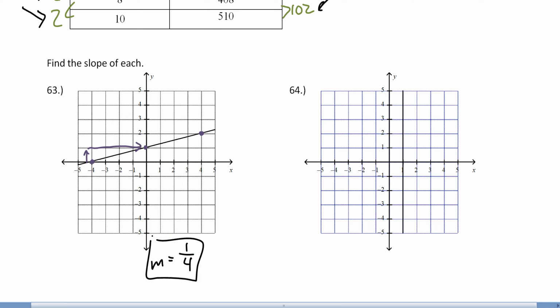Okay. The next one, I don't know if you can see my line here. It's a little tough to see. It's right here. It's this vertical line. And remember, vertical and horizontal lines are special. A horizontal line would have a slope of 0. A vertical line, the slope is undefined. Okay. It's so steep we can't measure it anymore.